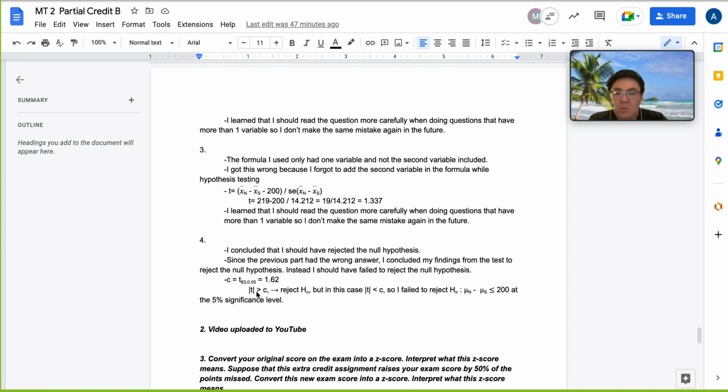Normally, when you do one of these tests, when the absolute value of t is greater than c, we reject the null hypothesis. But in this case, the absolute value of t is 1.337. It's smaller than the critical value of 1.62. So in this case, we fail to reject the null hypothesis that the mean of non-smokers minus the mean of smokers is less than or equal to 200 at the 5% significance level, because we don't have enough evidence that says otherwise.